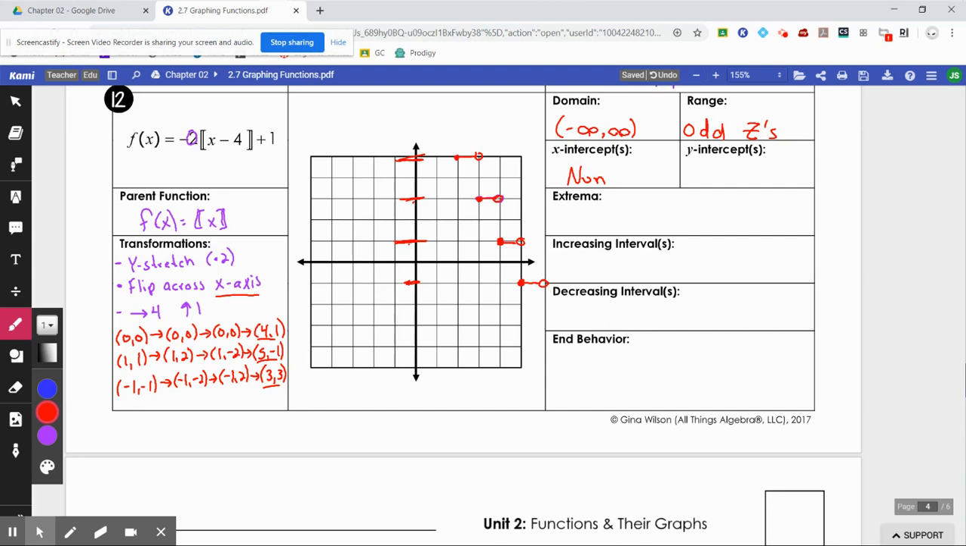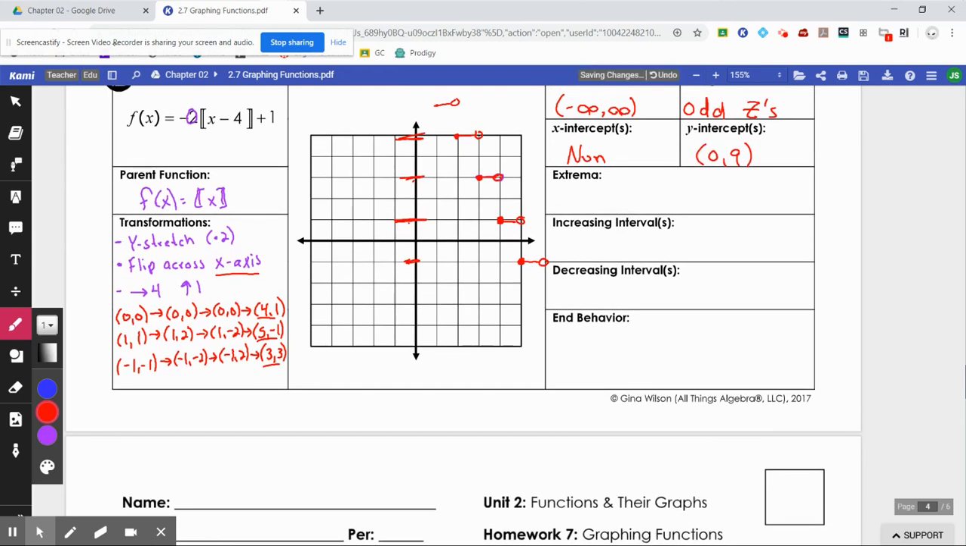Your y-intercept, if you were to continue on up, we would have a y-intercept. And you could, like I said, take another couple of steps up, and you could see that that y-intercept would occur at 9. Extrema, there's no max or min points.